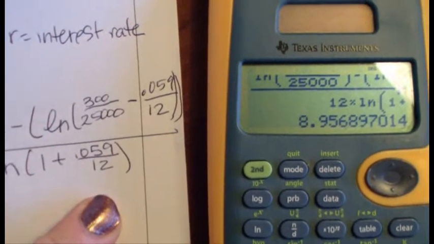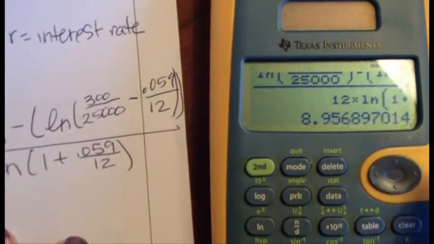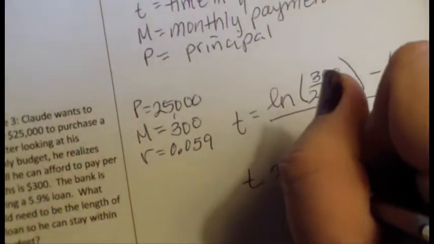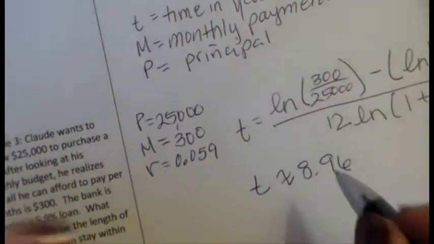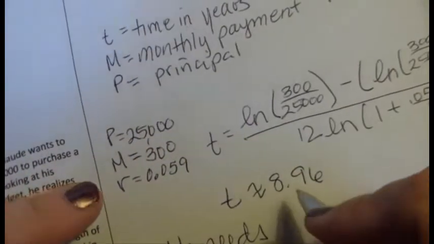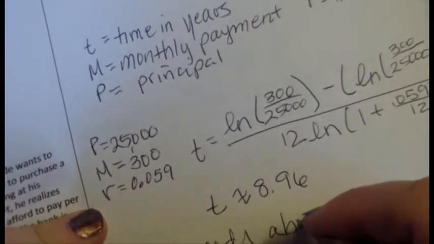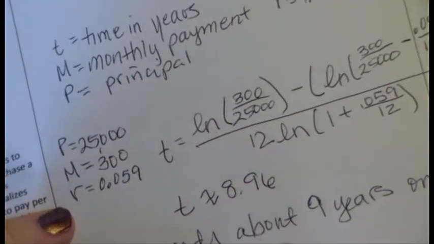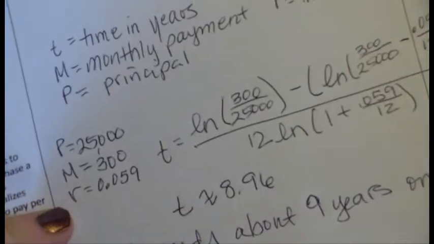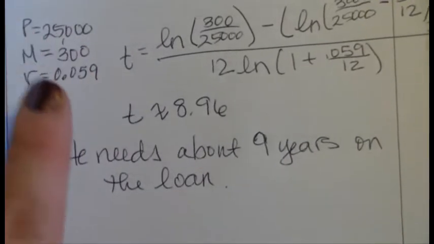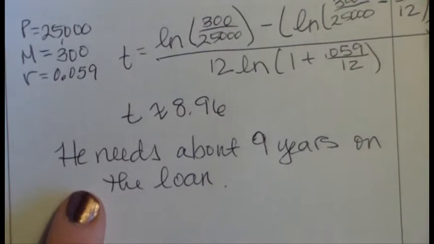And I got 8.956, round that up to about 9 years. So T is approximately 8.96. So he needs about 9 years on the loan. So if he's got a 9-year loan or longer, then he's going to stay within his budget of $300 a month on his loan payment.